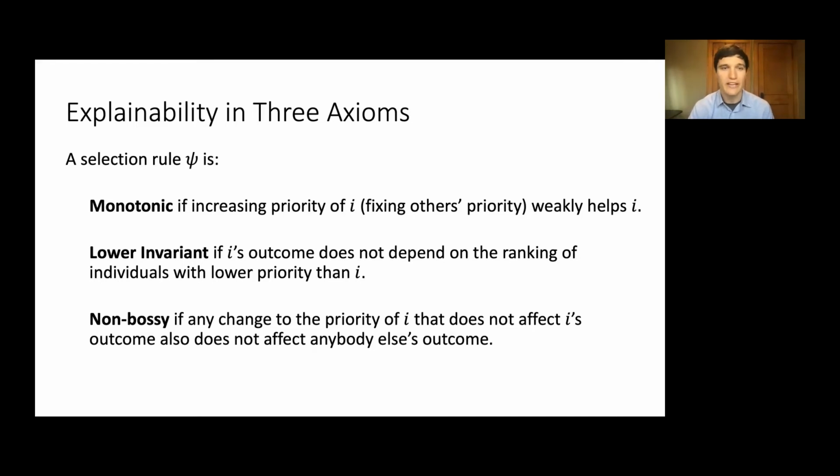So if I move Marian up on my list, but I was going to choose her before, and I move her up, I'm still going to choose her. The fact that I moved her up should not affect anyone else. So these are my 3 axioms. Any questions on the definitions of these axioms?